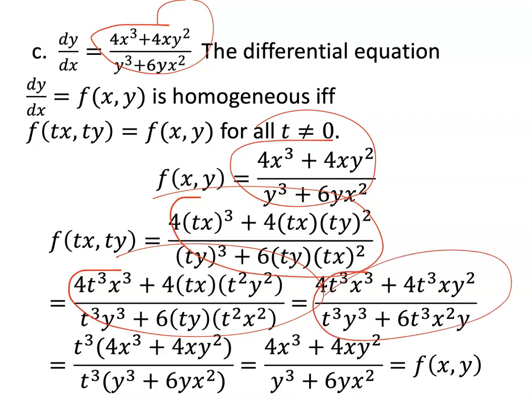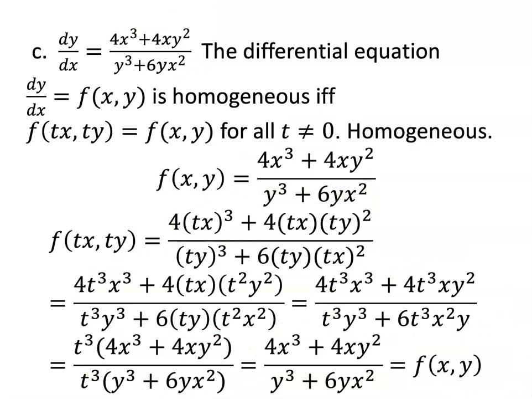Notice that both the top and the bottom are divisible by t cubed. When you factor out the t cubed, you get t cubed times (4x cubed plus 4xy squared) over t cubed times (y cubed plus 6yx squared). When we cancel the t cubes, we get (4x cubed plus 4xy squared) over (y cubed plus 6yx squared). Notice that is the same as our f(x, y). So in this case, the answer is homogeneous because f(tx, ty) turns out to be the same as f(x, y).